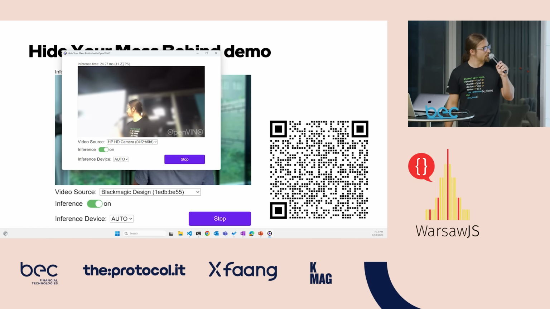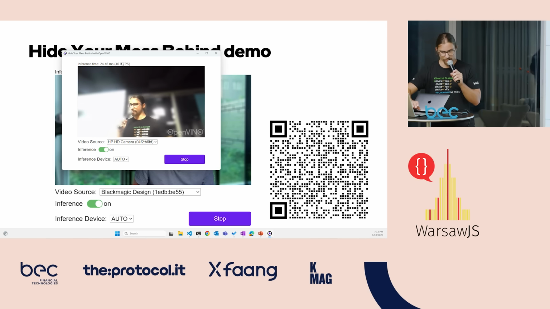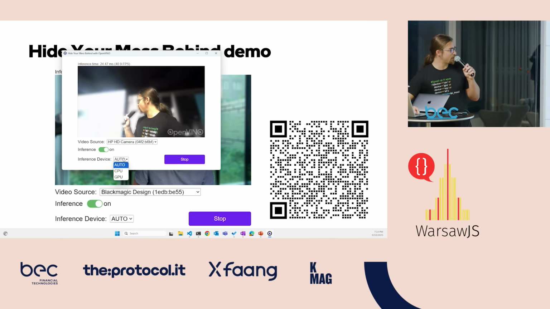We can infer 40 frames per second on auto mode. When you switch to GPU, it will be even faster, probably. Yeah, it's a little bit faster. And on CPU, it should be the slowest.